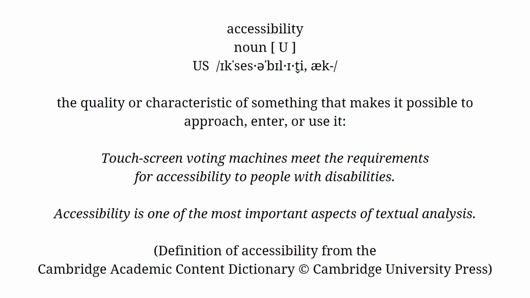You can also think of it in terms of information. Of course, as a librarian, we're always thinking about how our users are going to use our services, whether that be books or databases or our computers or the knowledge of the librarians. We want to make sure people are able to get to that information, get to those information sources, and use them appropriately. And of course, they have an example here. Touchscreen voting machines meet the requirements for accessibility to people with disabilities.